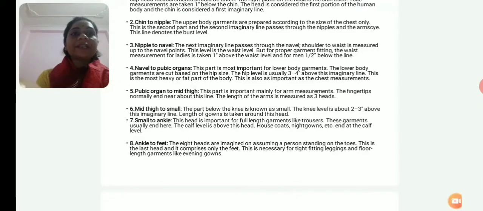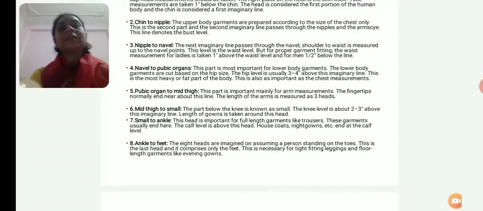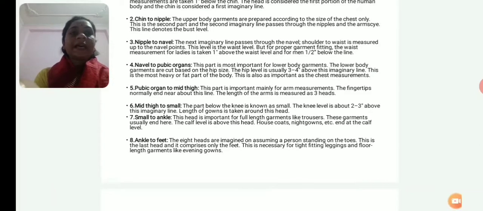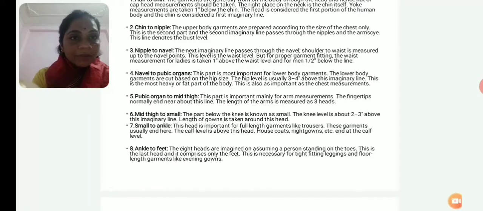The calf level is above this head. House coats, nightgowns, etc. end at the calf level. Last is ankle to feet. The 8 heads are imagined assuming a person standing on the toes. This is the last head and it comprises only the feet. This is necessary for tight fitting leggings and floor length garments like evening gowns, flared full length skirts, etc.